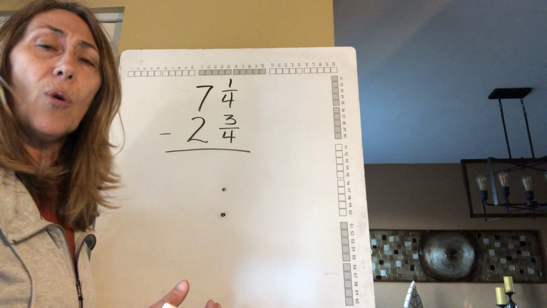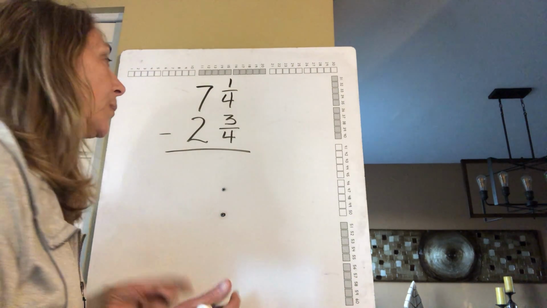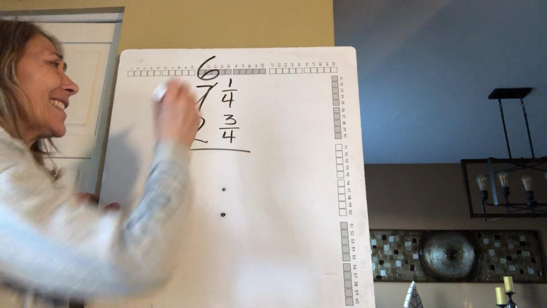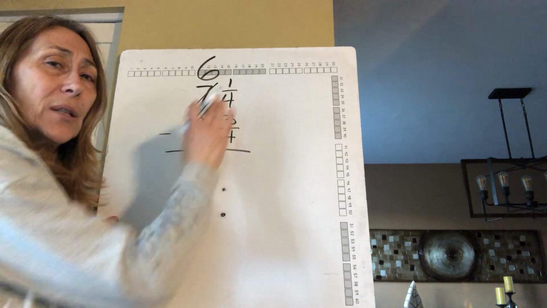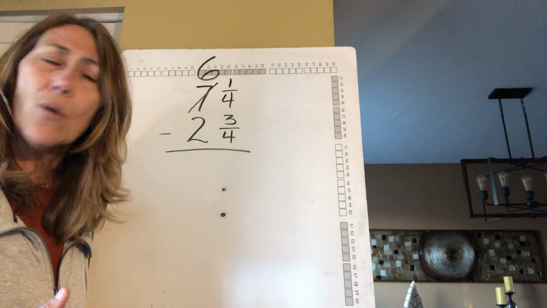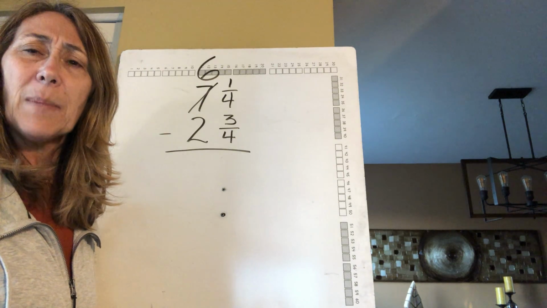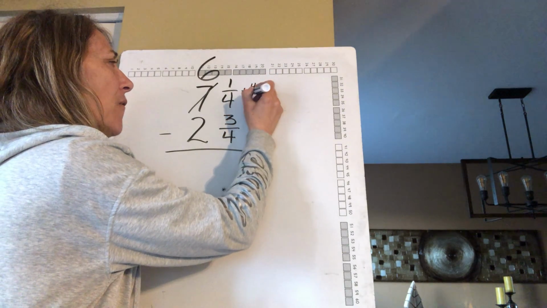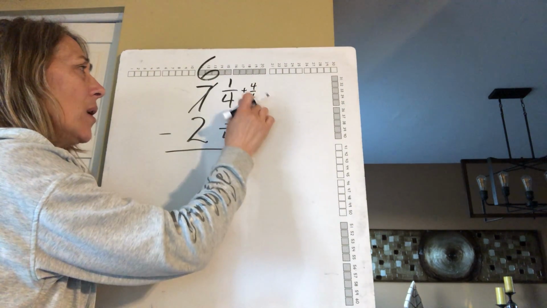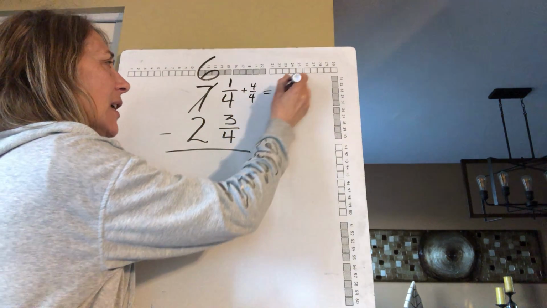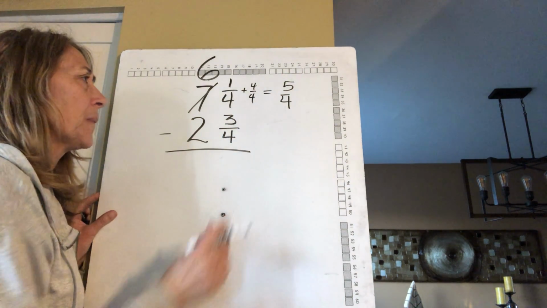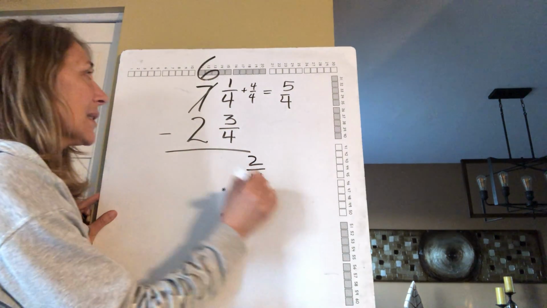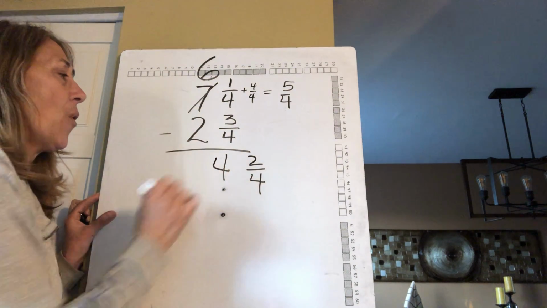And just like when we do whole number subtraction, we regroup. So we go over to the whole. That's 7 wholes. I'm going to take 1 away, make it 6. And I'm going to add 1 whole to this 1/4. And what do I know? If there's 4 pieces to make a whole, 1 whole is 4. So I'm going to add 4 plus 4/4 because that's 1 whole. 1/4 plus 4/4 equals 5/4. 5/4 minus 3 are 2/4. 6 minus 2 are 4.